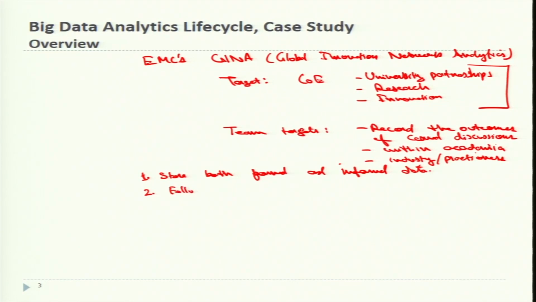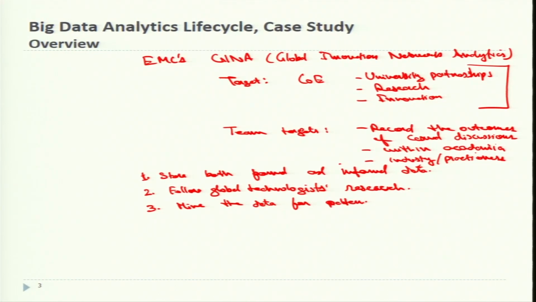Then, follow up on global technologists' research, that is, whether the global technology is being discussed or researched upon or not. Then one of the targets was also to mine the data for any patterns and insights.